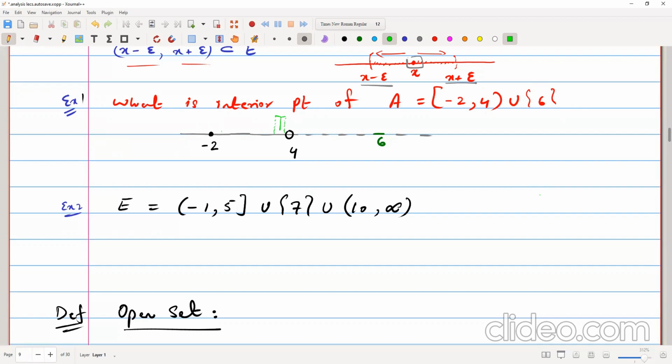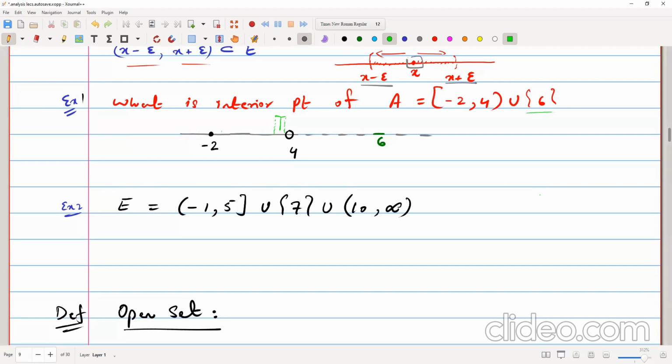So this point, no, sorry, not 4 is an interior point, because 4 is excluded, and we can make a set of interior points. Right now we will make a set of interior points. I will show how to write these interior points. So 4 is in fact not included in the set, so it's not an interior point. But all the elements just before 4 are interior points.